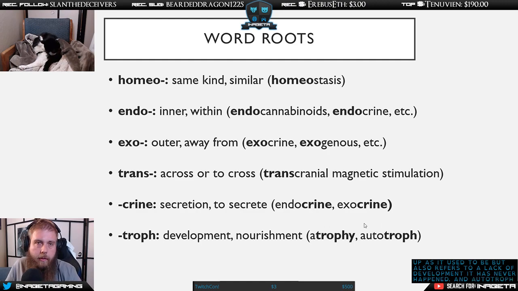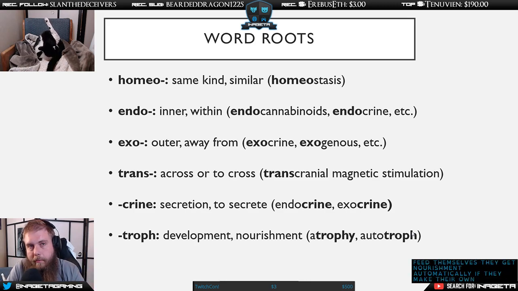And autotroph, those are what plants are. They automatically feed themselves. They get nourishment automatically. They make their own food, rather, right?